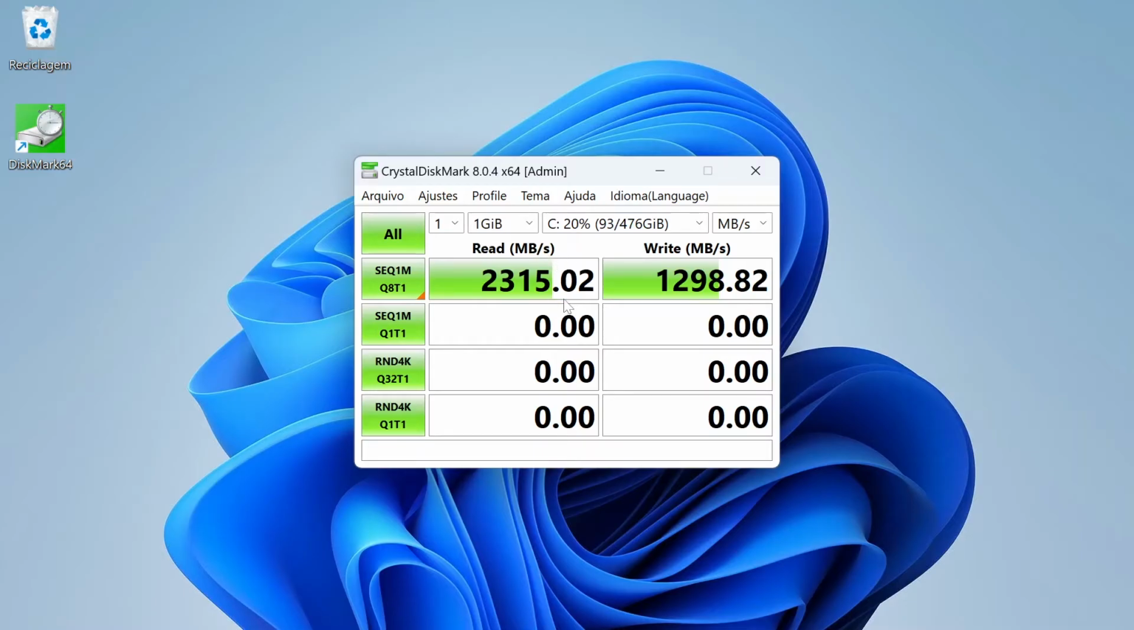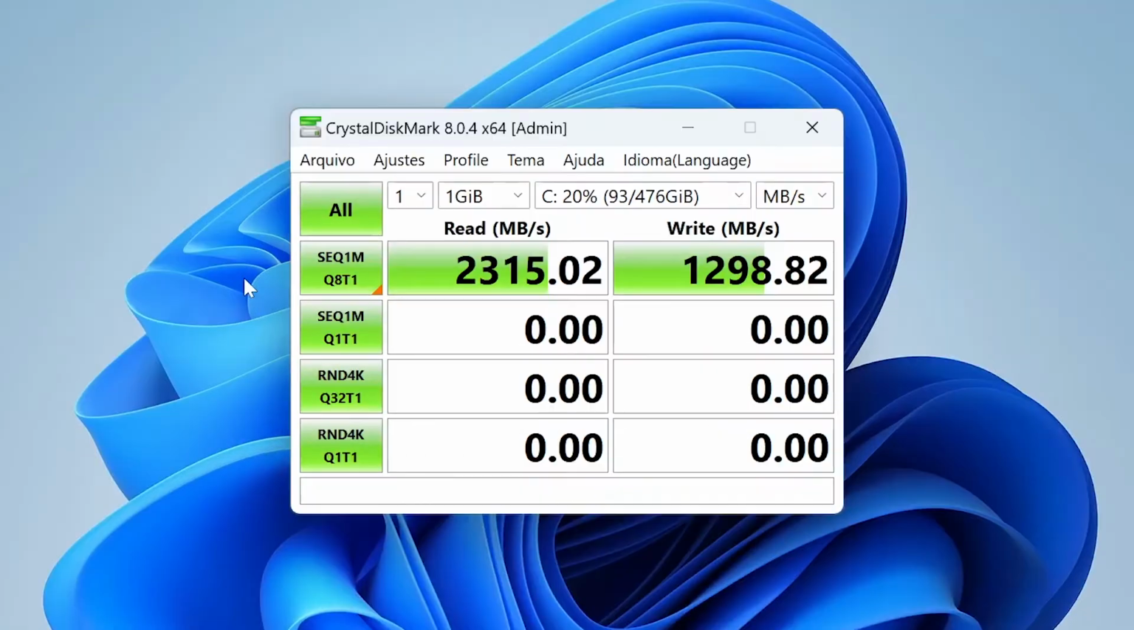The result of the sequential write speed of this SSD was 1298 MB/s, around 40% of the maximum speed it could have. Although it is slower than expected, it is still a very good speed for the computer. These were the results of sequential reading and writing tests under the best conditions. With 2.3 GB/s of file reading and 1.3 GB/s of file writing. But under normal computer use conditions, this speed will be lower.